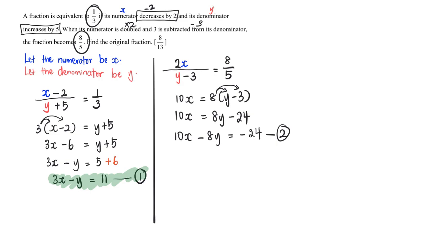And from 1, which is from this, I'm going to minus 11 on both sides and plus y on both sides so that I can get my y. y equals 3x minus 11, and then I'm going to substitute into 2.